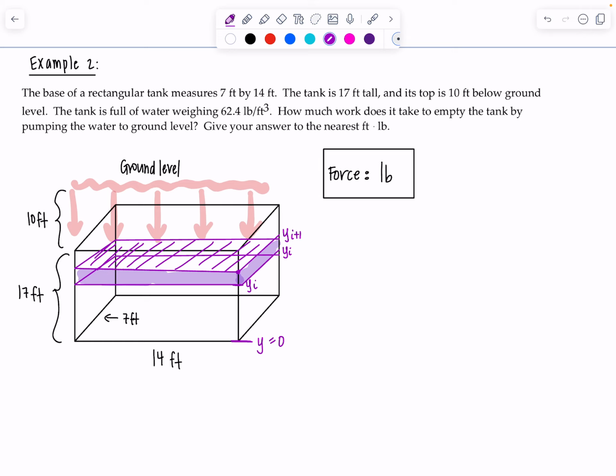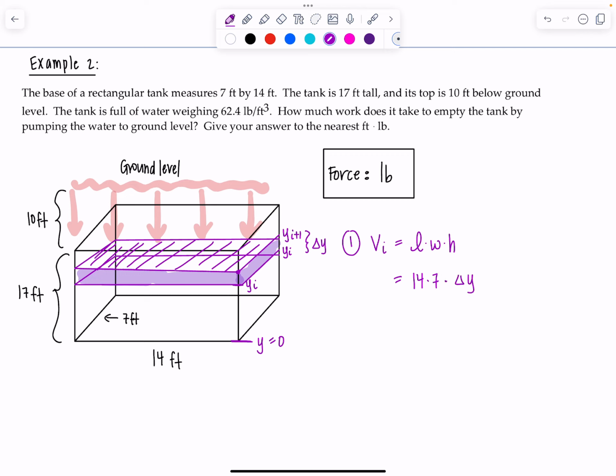So, step 1, always find the volume of the ith slice. What is the shape of the slice? It's a rectangular slice, so the volume would be length times width times height. The length and the width, let's see. Length is 14. Width is 7. Height, remember, the height is always for these guys delta y or delta x. Yeah, you won't have a constant. So it's going to be 14 times 7 times delta y.